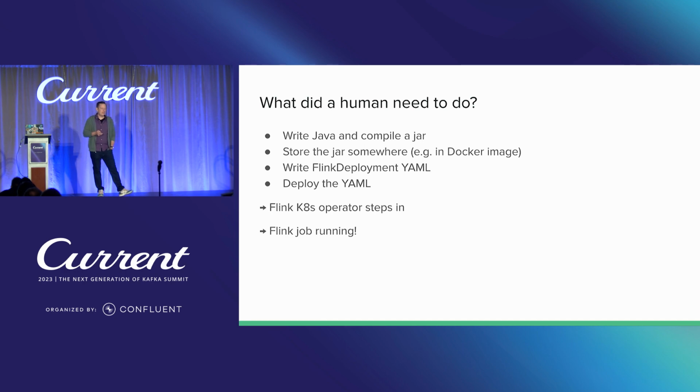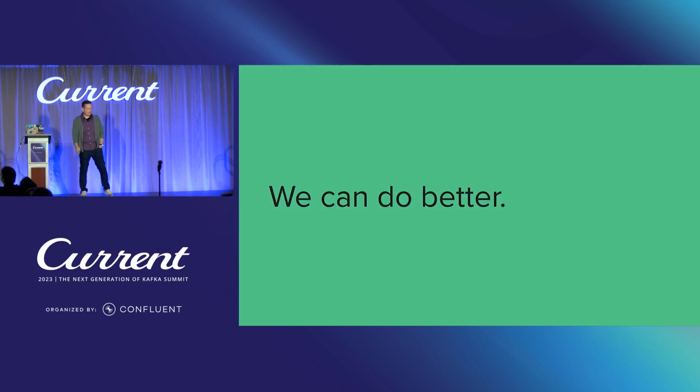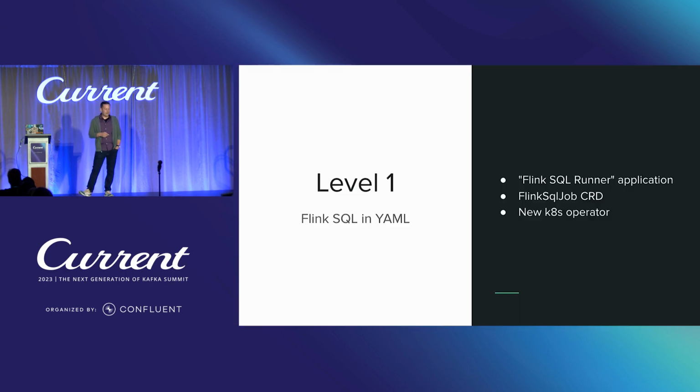Then someone has to write a Flink deployment YAML. That's the thing I showed on the previous slide, this thing. Once you write the Flink deployment YAML, you can deploy it with something like kubectl. At that point, the Flink Kubernetes operator steps in, interprets that YAML, and then brings about all the machinery to get that Flink job running. So your Flink job's running. That's pretty great, honestly. Starting from baseline, that's not bad, but I think we can do better.